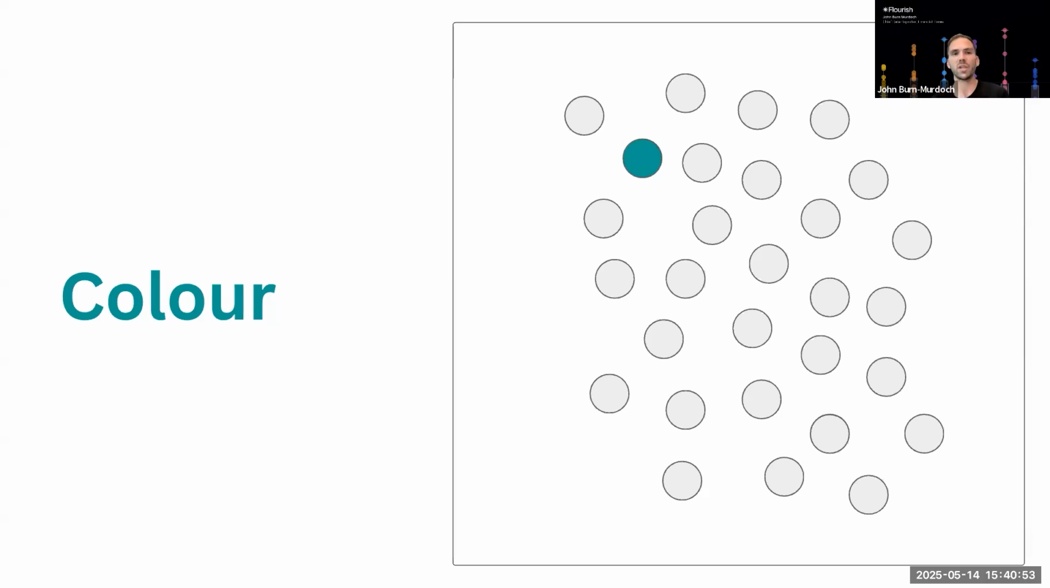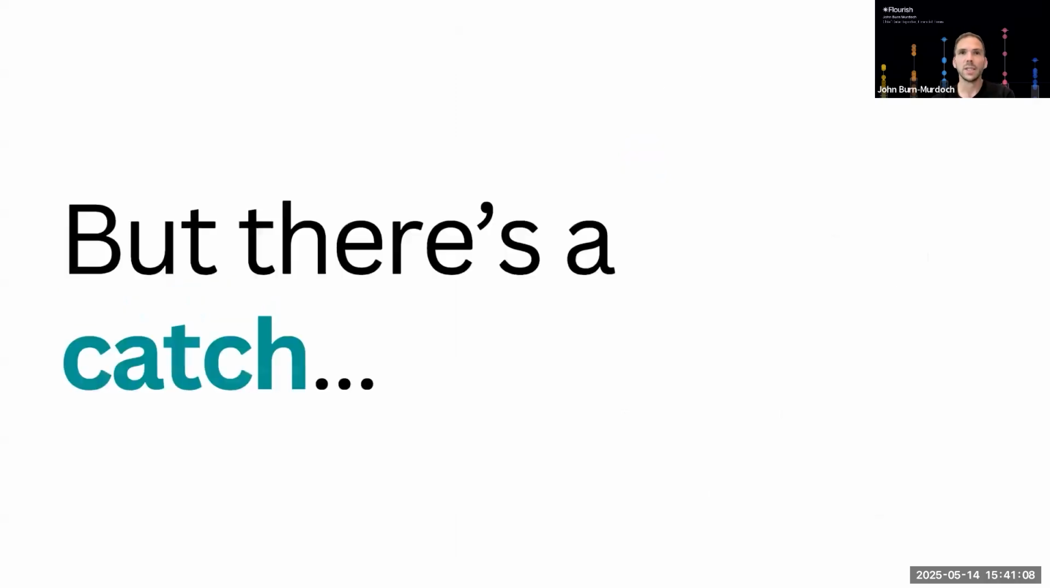to direct people's attention to the key parts without them having to do too much of that sort of cognitive work themselves. But when we're talking about color, there is a catch. It's not as simple as color good, or bright colors good.